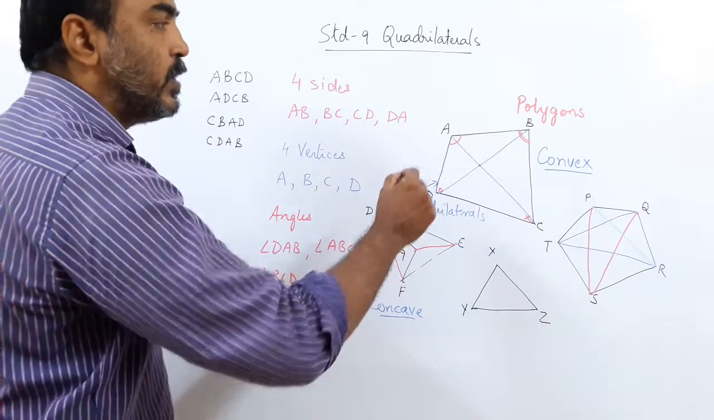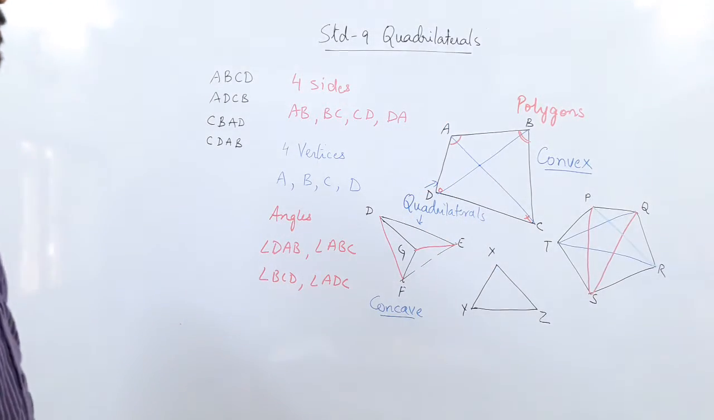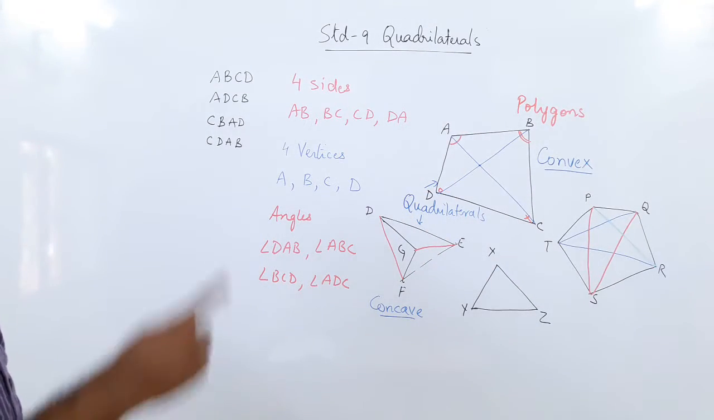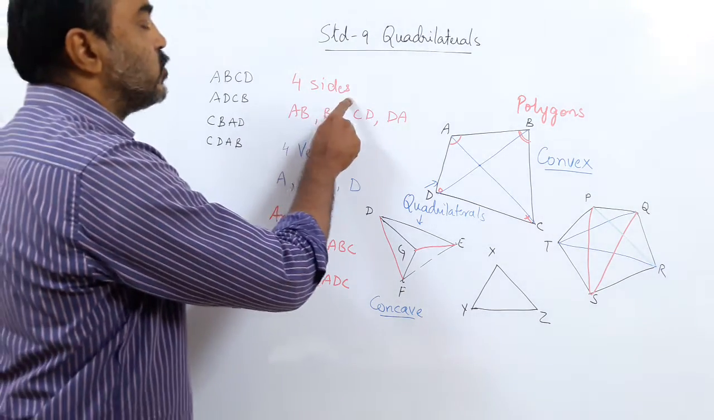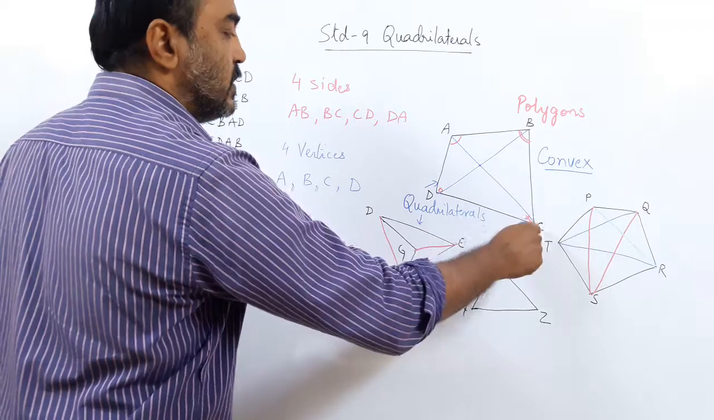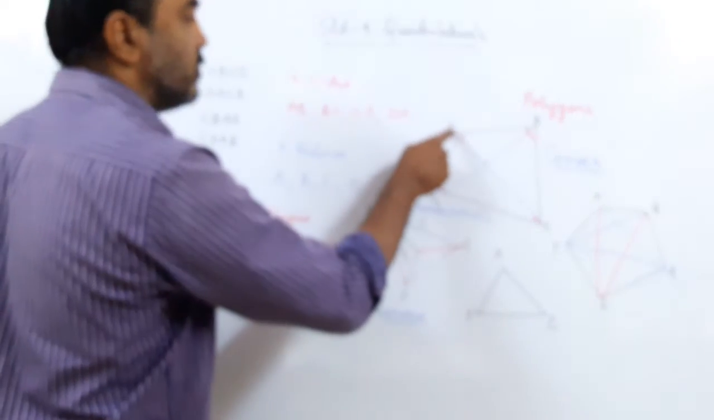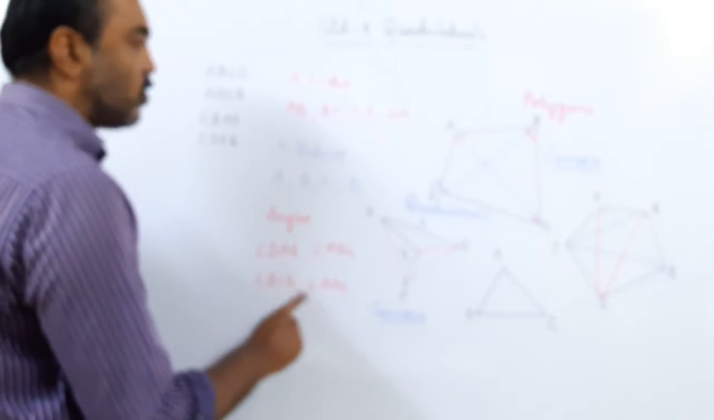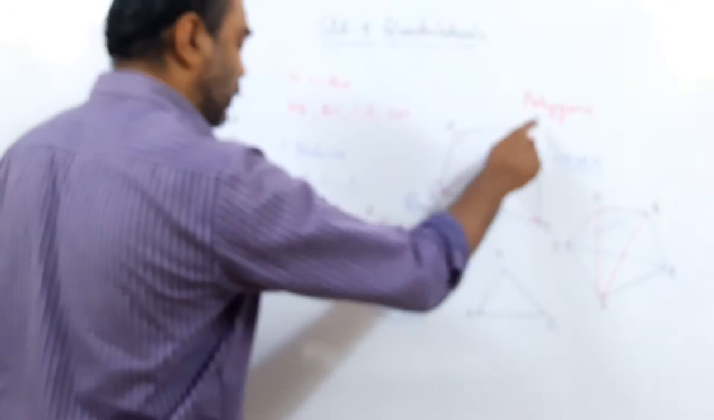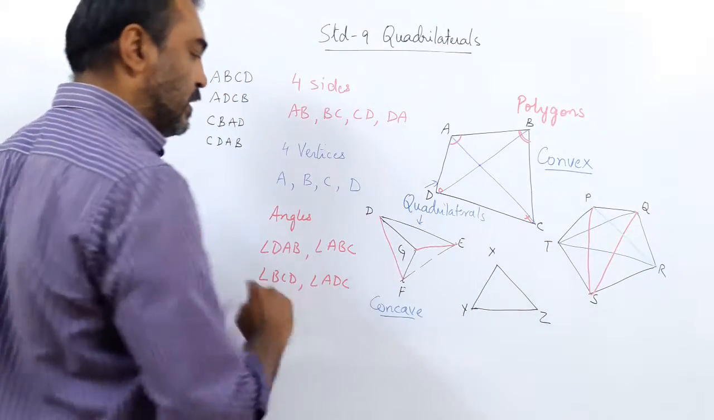A closed figure of 4 sides is called a quadrilateral. It has got 4 sides, so name the 4 sides: AB, BC, CD, DA. It has got 4 vertices or endpoints: point A, point B, point C, point D. It has got 4 angles: DAB, ABC, BCD and CDA.